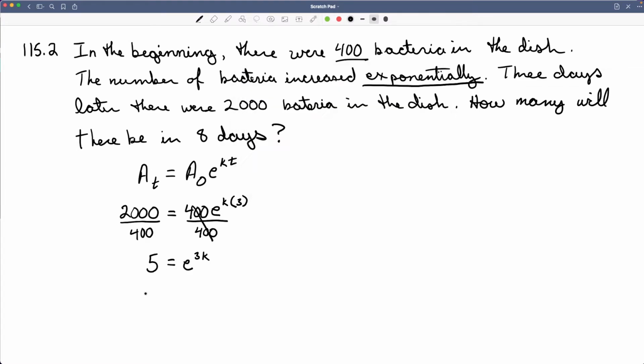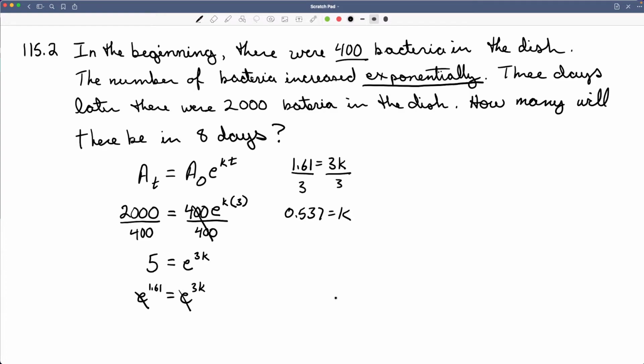So e to the 1.61 is going to be the same as 5. So we write that over here. Now, because of what we did at the very beginning of the lesson, we know we can drop these bases and set these equal to one another. So we drop the bases, and we say 1.61 is equal to 3k. We know how to solve that. We just divide both sides by 3, and we find that k is 0.537.